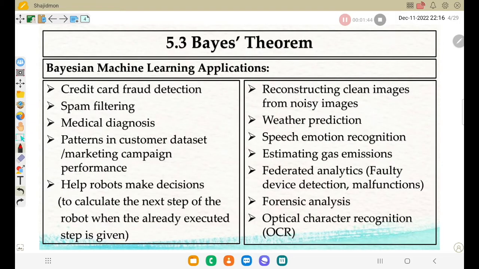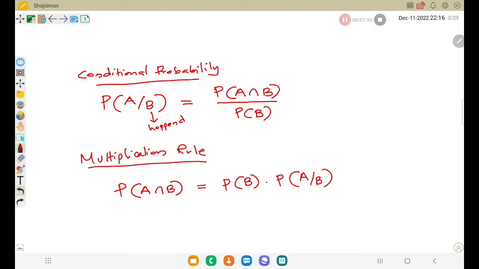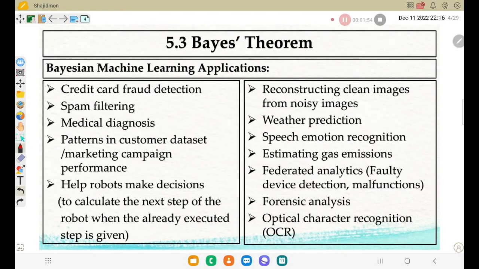Now we will go to the main idea: Bayes theorem. Bayes theorem is also used for calculating the conditional probability. This idea, but the reverse probability. You can see that one.